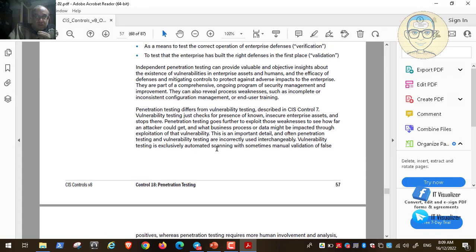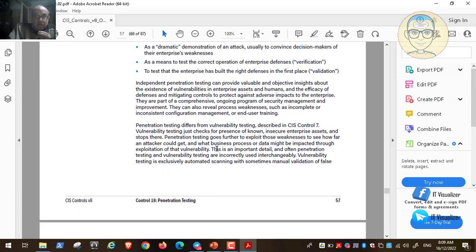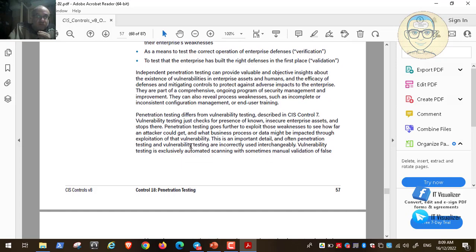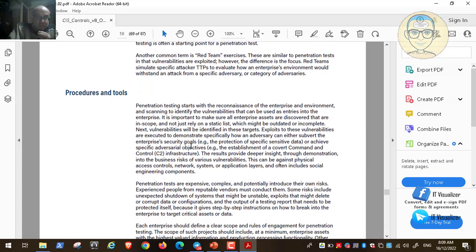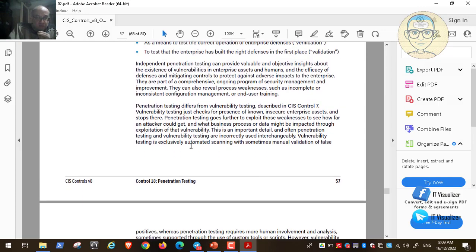So I think here he's saying that there are some differences between penetration testing and vulnerability testing. Vulnerability testing just checks for the presence of unknown insecure enterprise assets and stops there. Penetration testing goes further to exploit those weaknesses to see how far an attacker could get. So these are the differences between penetration testing and vulnerability testing, which was stated in control number 7. We have discussed this before.